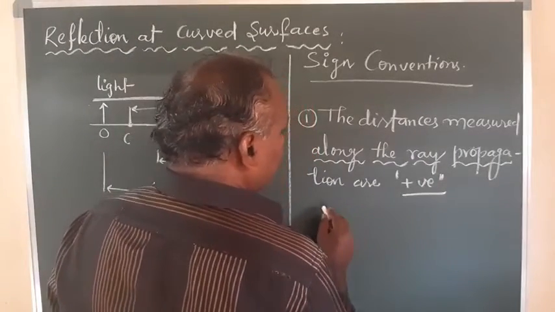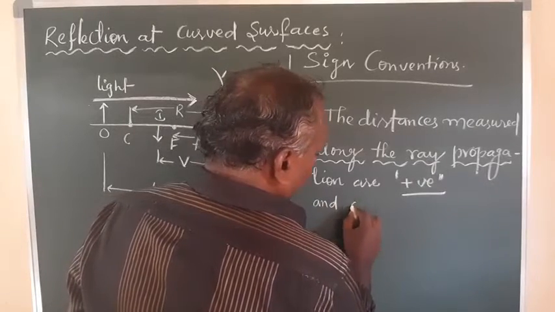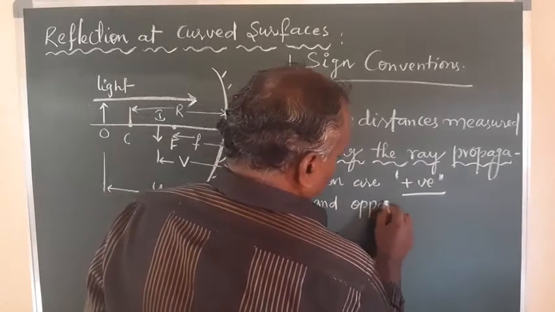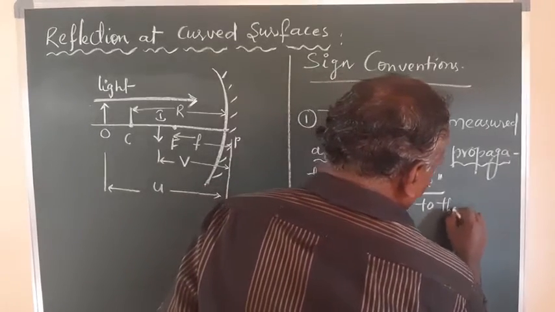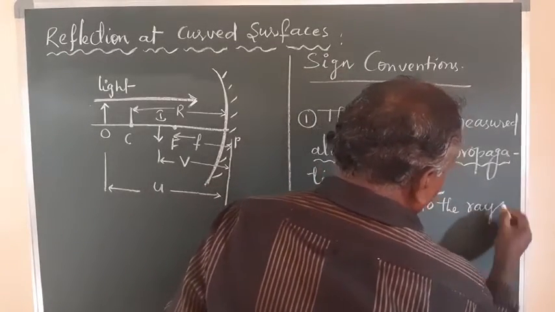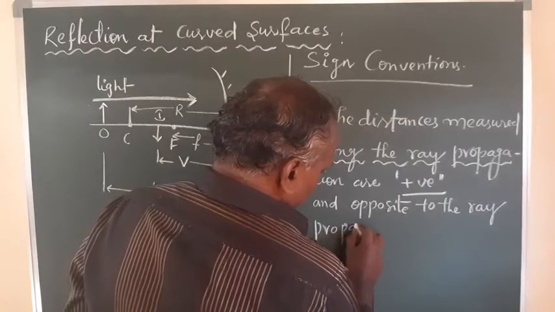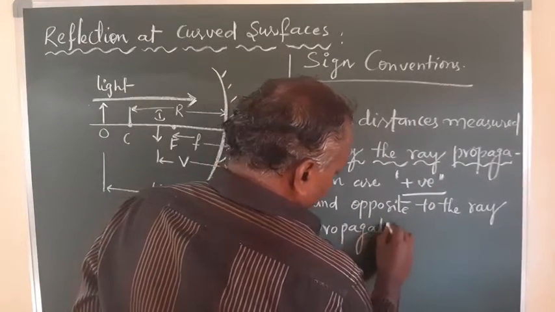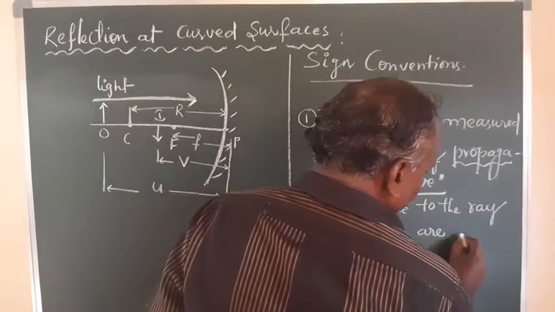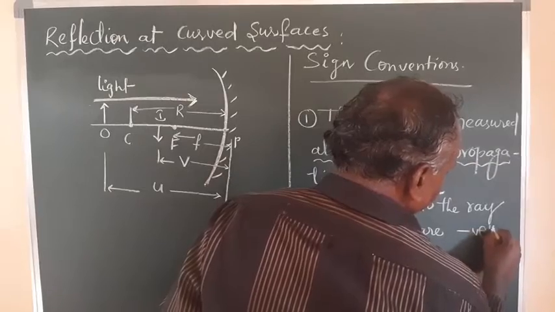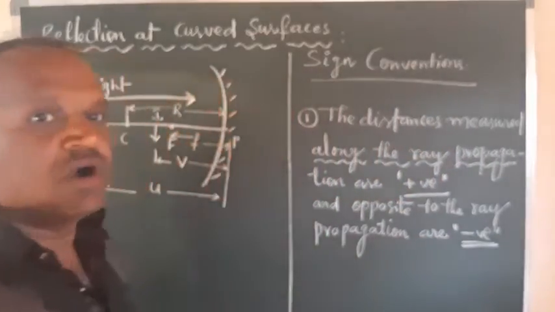Or you can say here, distances measured opposite to the ray propagation are negative. Right? So this you have to remember.